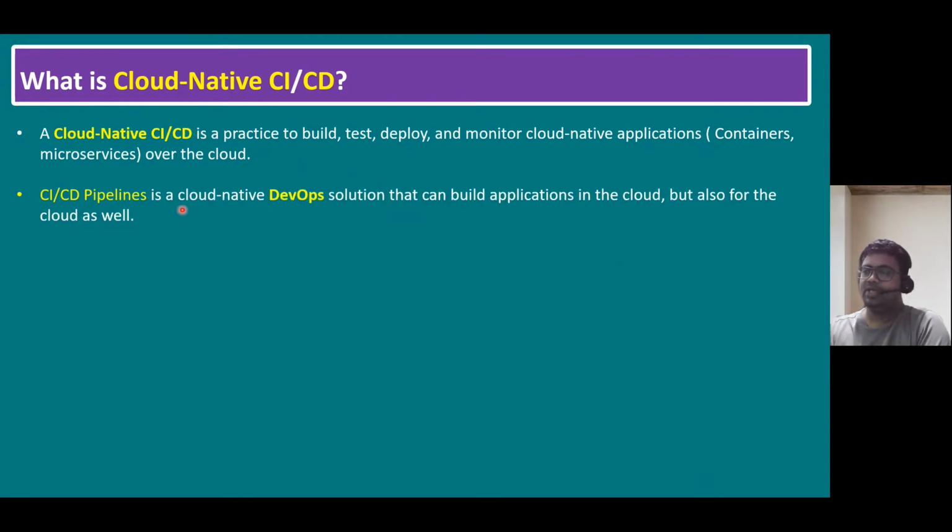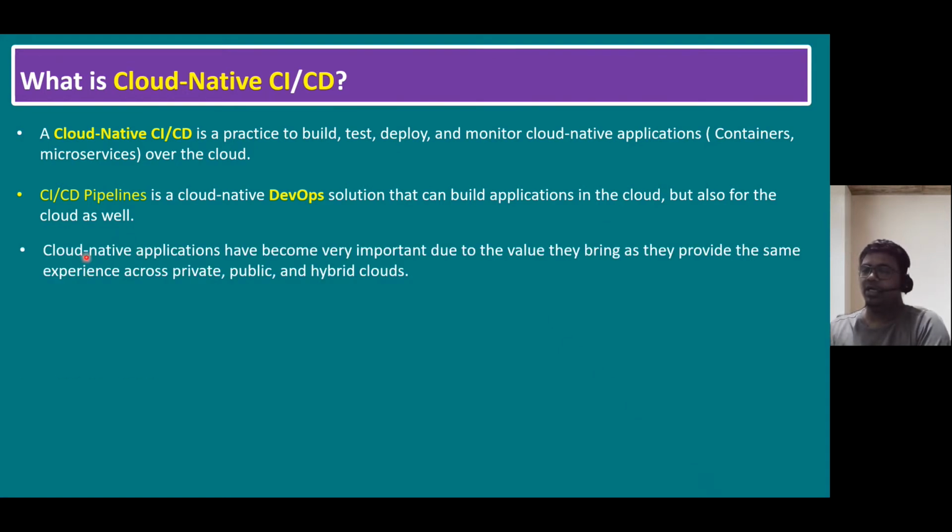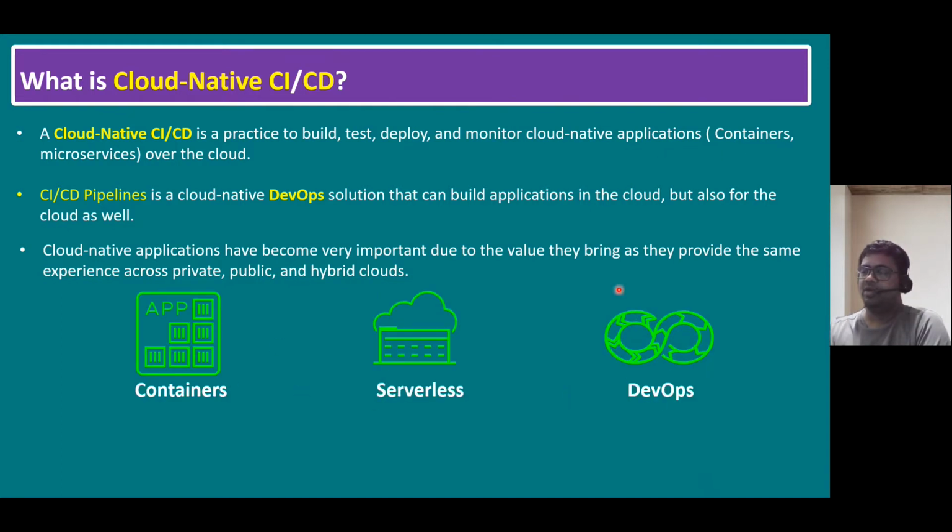CI/CD pipelines are a cloud native DevOps solution that can build applications in the cloud, but also for the cloud as well. Cloud native applications have become very important due to the value they bring, as they provide the same experience across private, public, and hybrid cloud. Not only hybrid, we can even use this methodology at a multi-cloud level. As we know, cloud native applications are mainly containers and microservices, and the deployment practice is DevOps. So now we are familiar with what a cloud native platform means.